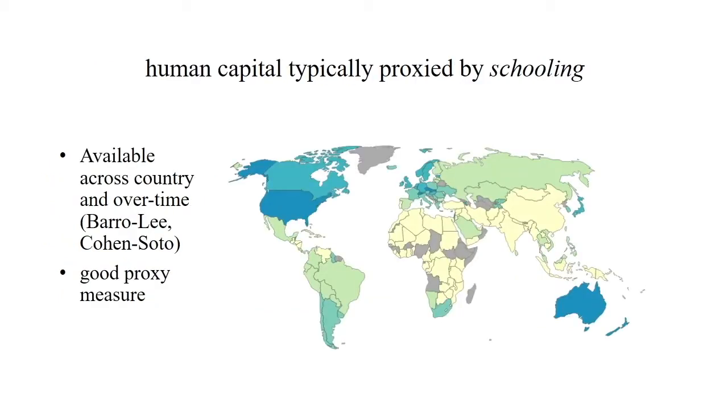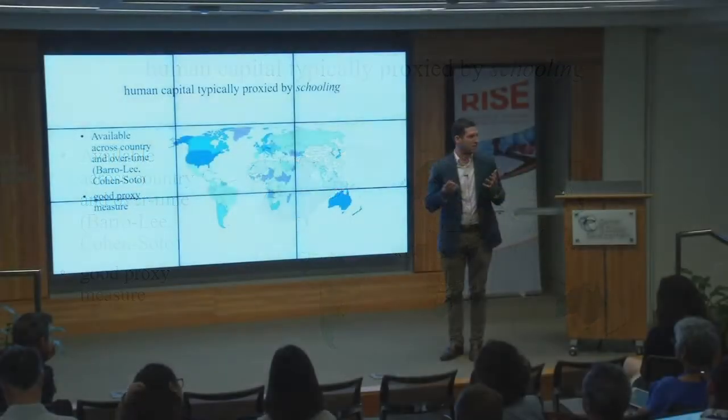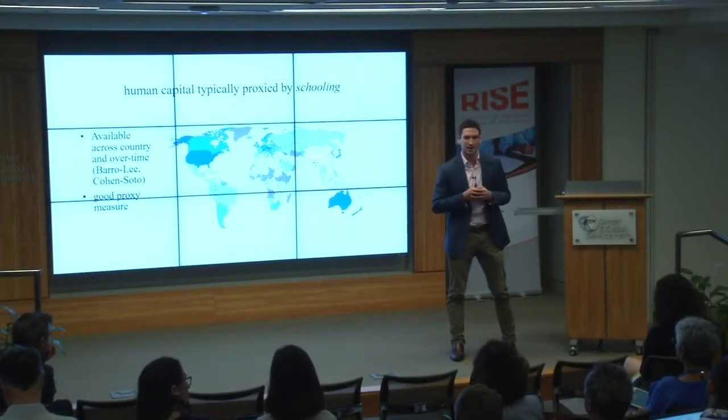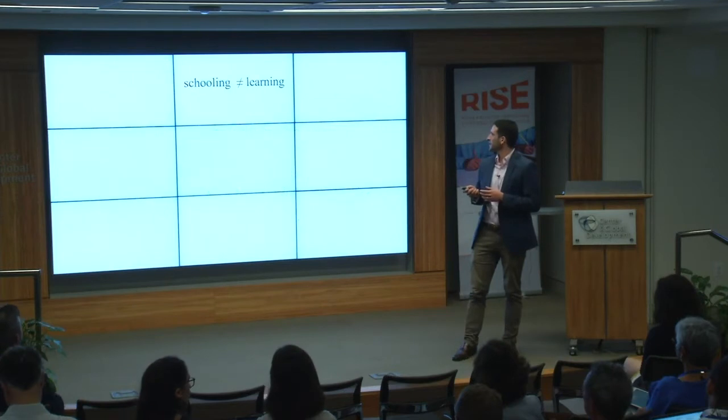Typically, it's been proxied by measures of schooling, partially because this data has been available across many countries and over time. There are very famous databases such as Barro-Lee, Cohen-Soto, and others, and it was considered a pretty good proxy for a long time.